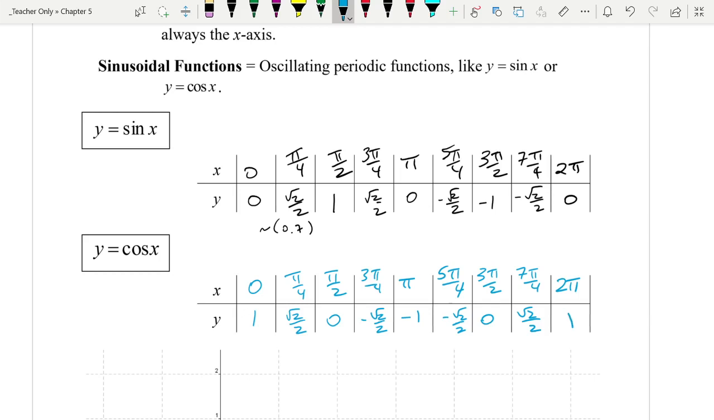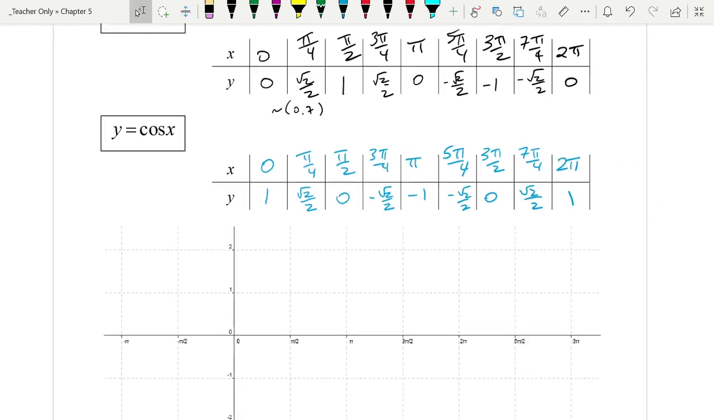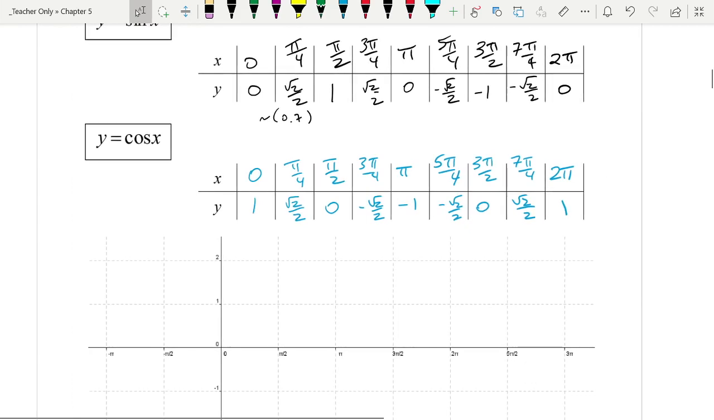Okay, let's sketch graphs of these things. So can I fit all that? I might have to shrink this a bit so I can fit it all on the page. There we go. Oh, actually, that'll do it. Okay, there. So let's do the black one first.